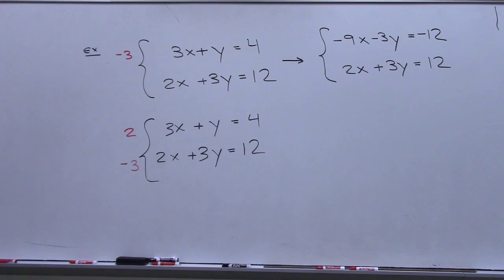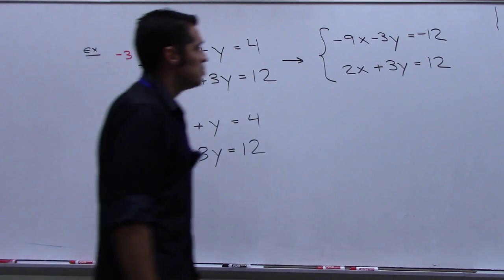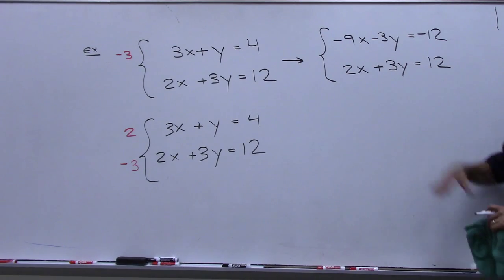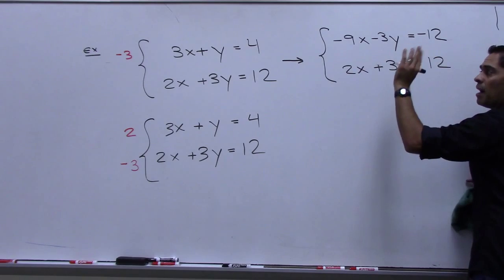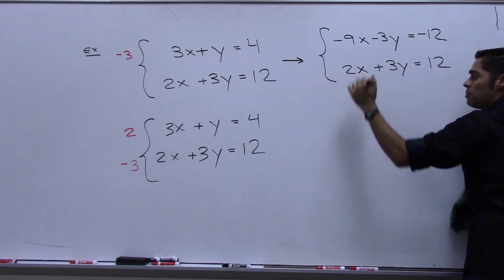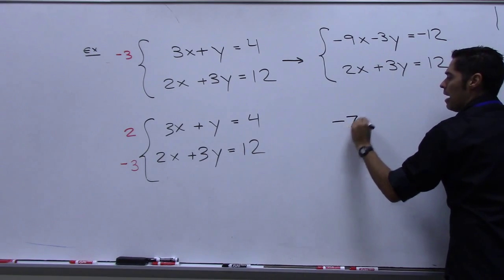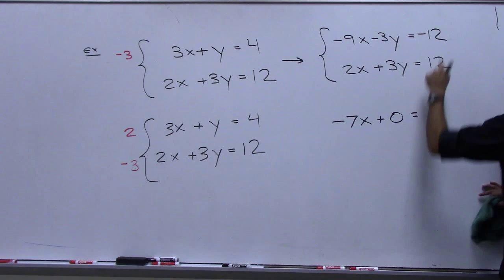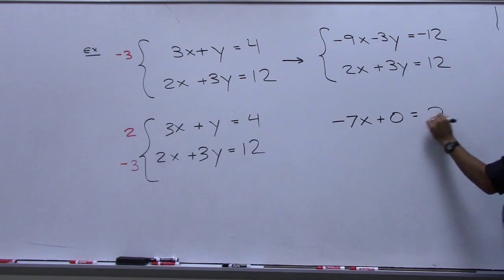All right, so the next thing that we do is we add the two rows together. I'm going to just add straight down. And this is where my brace will go away. So -9x, add it to 2x, what do I get? -7x. I add the y's down, I get +0. And then I add these, and what do I get? 0.